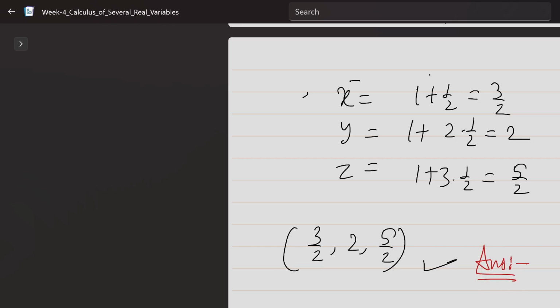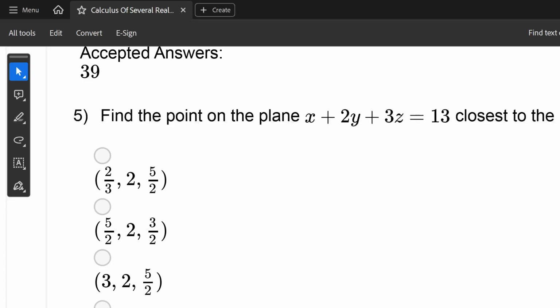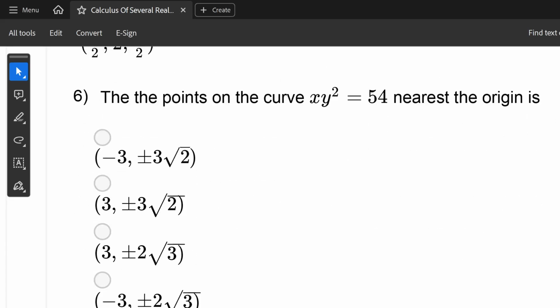Any question? Any question from any of you? Otherwise, I will move to the next question. Question number 6. Question number 6 is this.